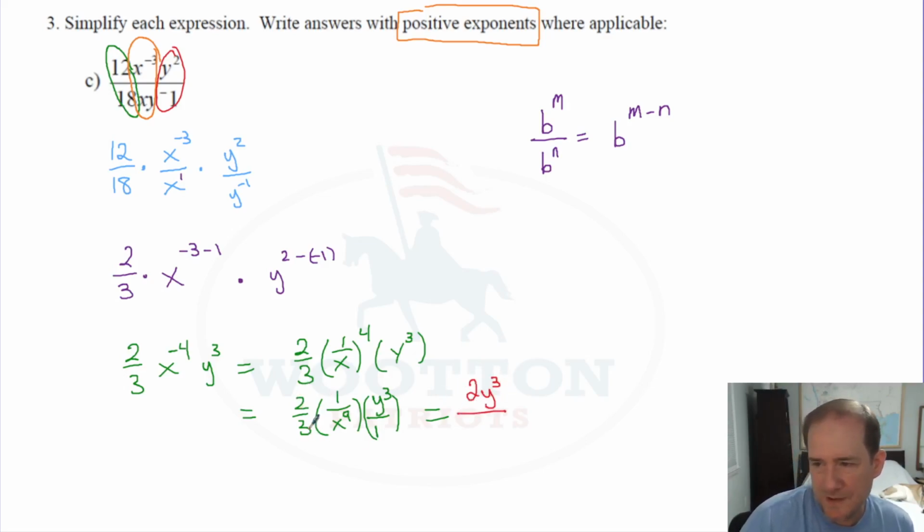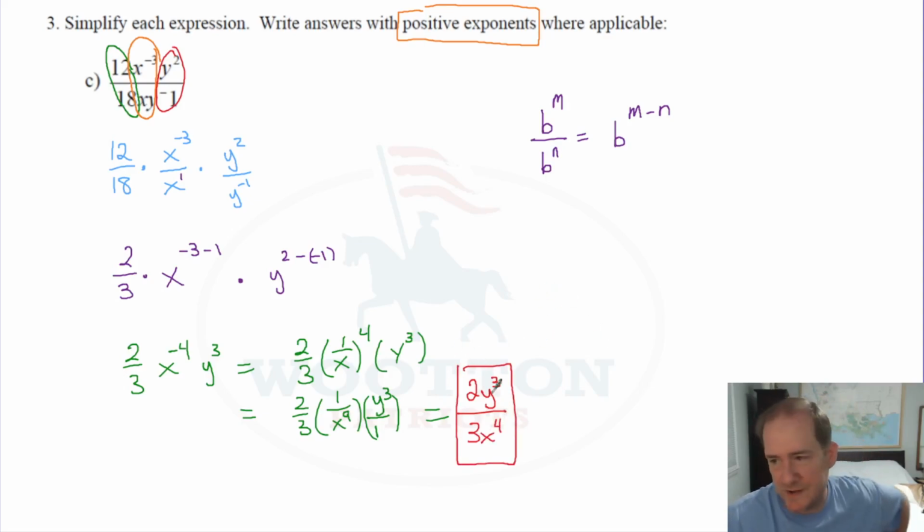All over 3 times x to the 4th times 1 is 3x to the 4th. Alright, that's it. And I'm by no means saying that the way that I just did this problem is what you have to do. I'm just taking it real slow and making sure that everybody remembers why everything I'm doing is what I'm doing.